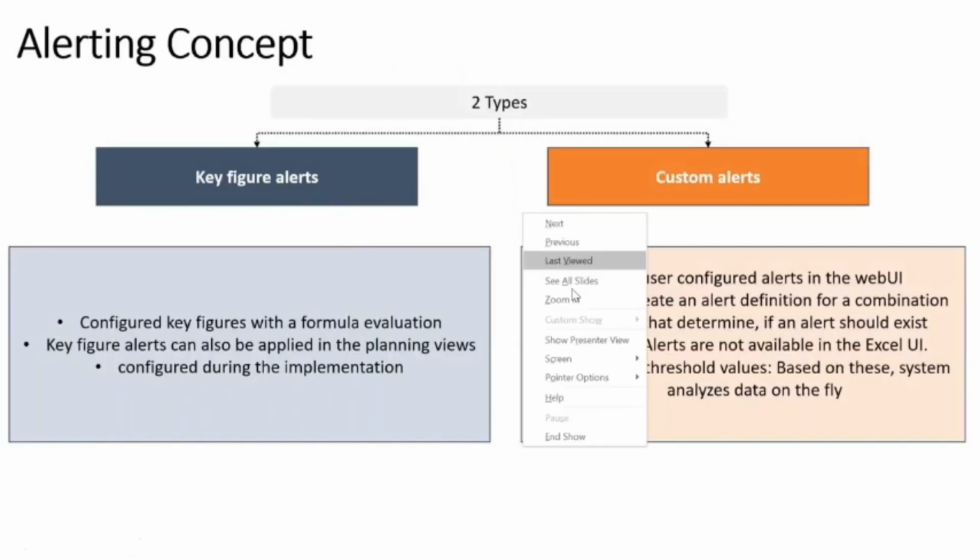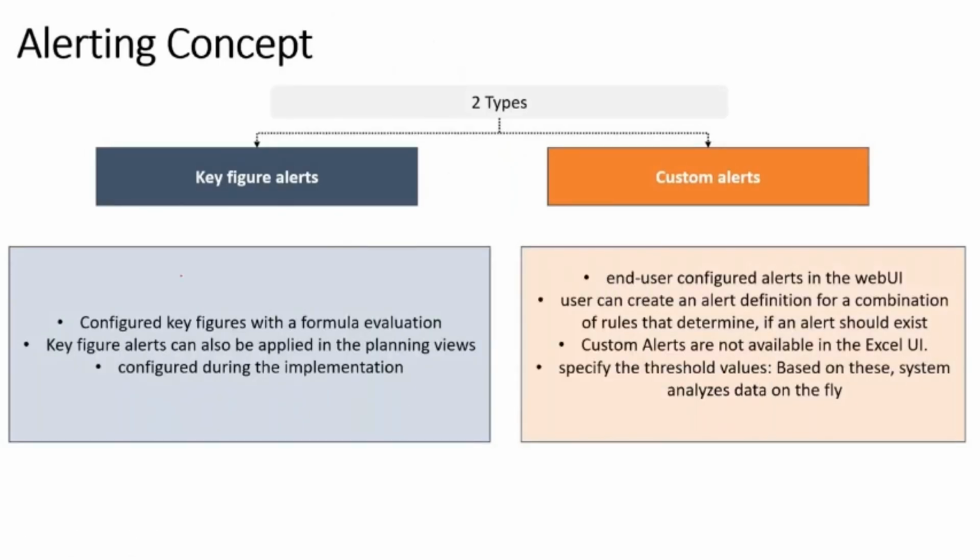There are two types of alerts here. One is a key figure alert, and the other is a custom alert. What's the difference? Key figure alert is a configured key figure. This is a separate key figure. We have to create an alert key figure, and also with the formula evaluation, like when that alert comes in. For example, a shortage in inventory targets. If the projected stock is less than my inventory target, I need an alert. So for that you create an alert key figure for it.